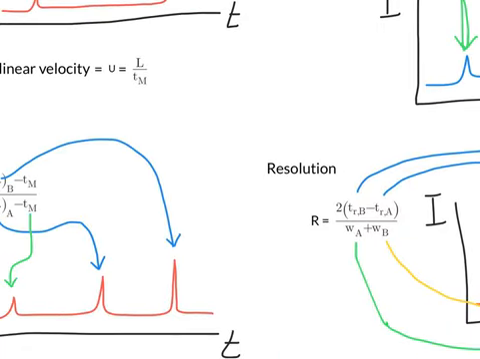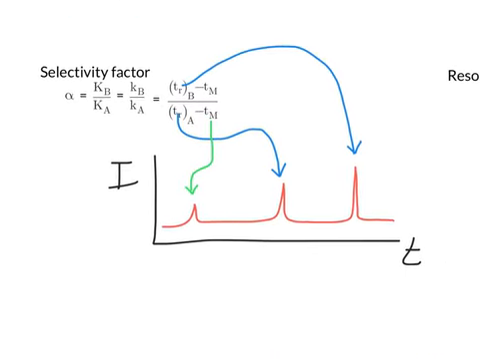We can also look at the selectivity factor. This is always between an analyte A and B, where A is eluting first and B is eluting last because the selectivity factor has to be greater than 1.